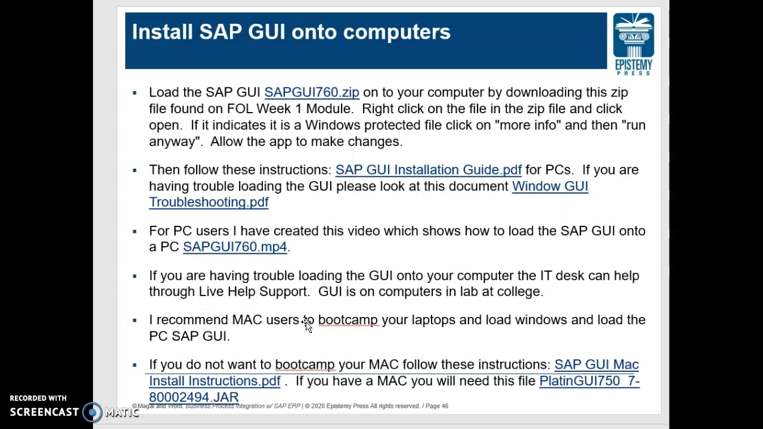So that covers our Chapter 1 information. To get ready for next week, make sure you install SAP GUI onto your computers, and there is information on the Week 1 module on Fanshawe Online. I hope this lecture helped you understand what business processes are and gives you a good introduction of what we'll be covering throughout the course when we'll be looking at each process individually.